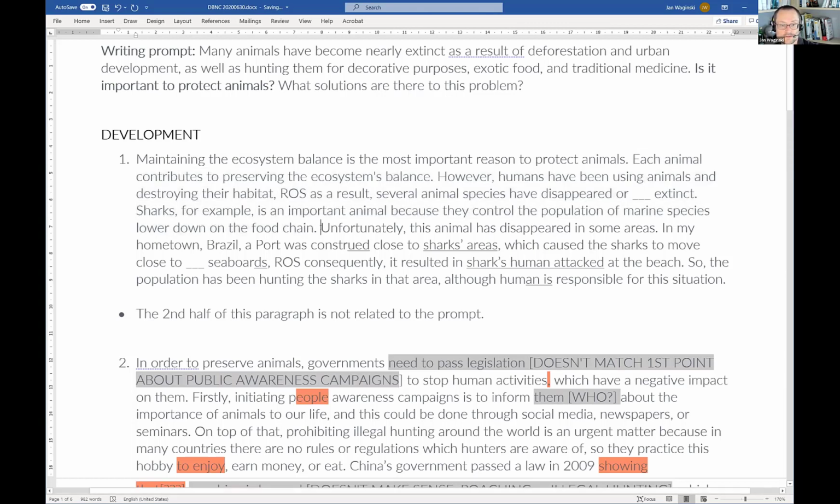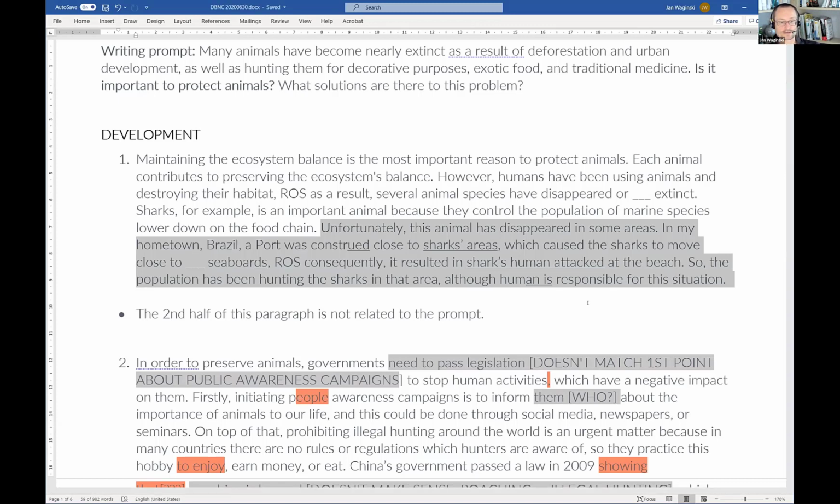And this is where we go off the rails. Unfortunately, this animal has disappeared in some areas. In my hometown, Brazil, a port was constructed close to sharks' areas, which caused the sharks to move close to seaboards. Consequently, it resulted in sharks human attacked at the beach. So the population has been hunting the sharks in that area, although human is responsible for this situation. So when you look at the prompt, is it important to protect animals? Is the highlighted part an answer to that question?